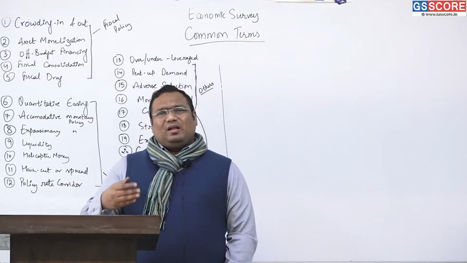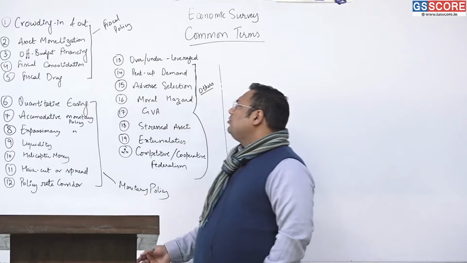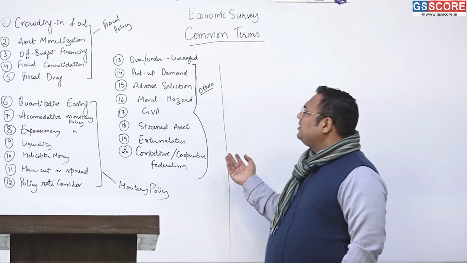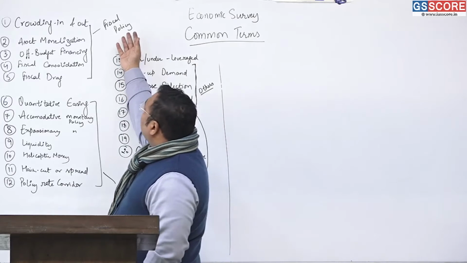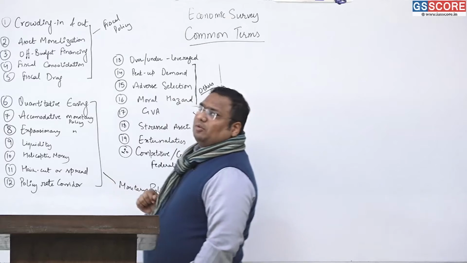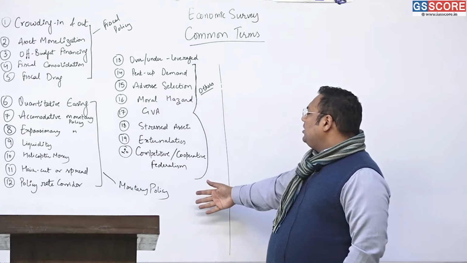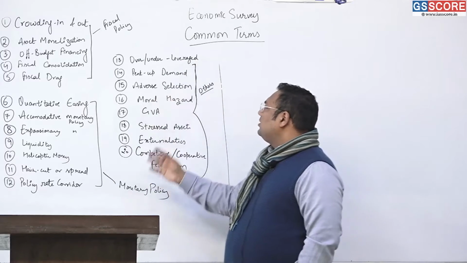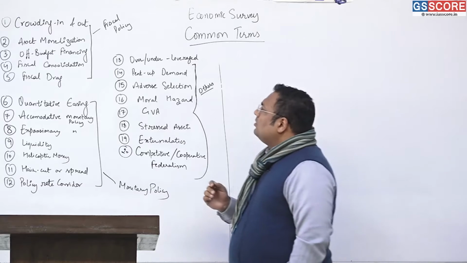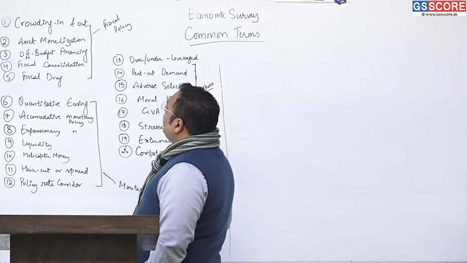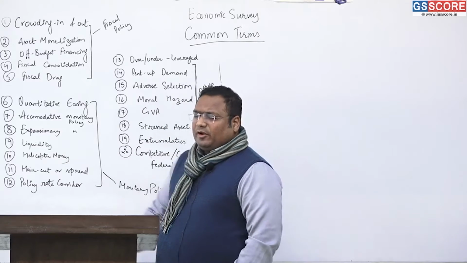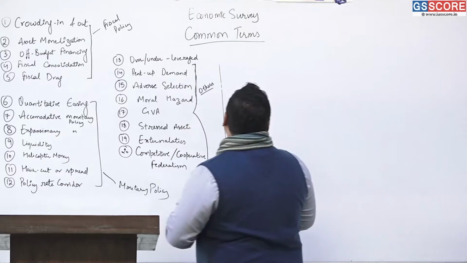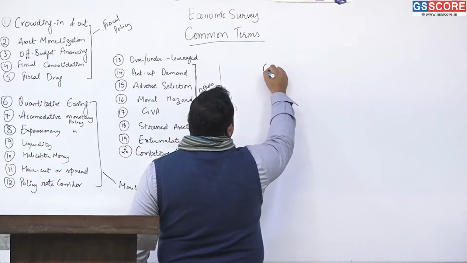Now, let us look at these 20 terms one by one. I've divided them into three categories. First of all, terms related to fiscal policy, then terms related to monetary policy, and then there are certain other terms. So let us look at them one by one. The first very commonly used term is crowding out and crowding in.